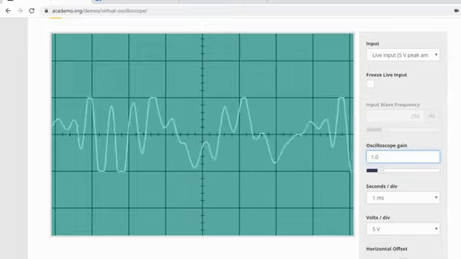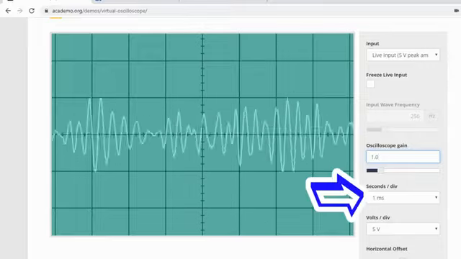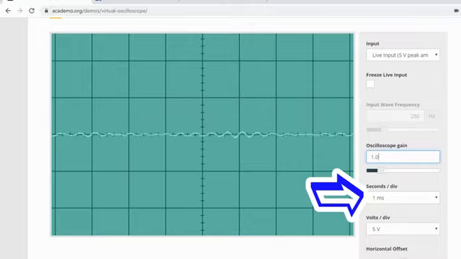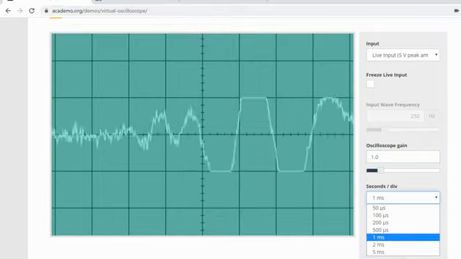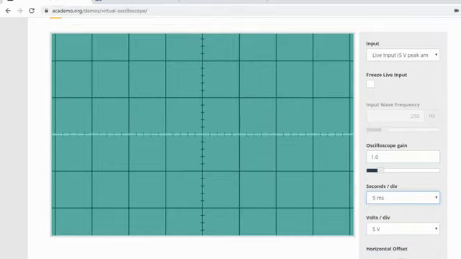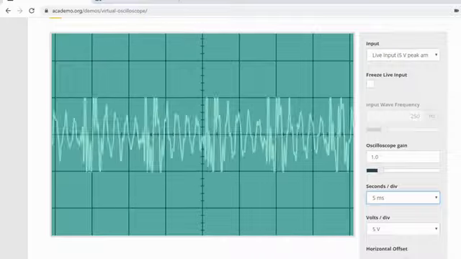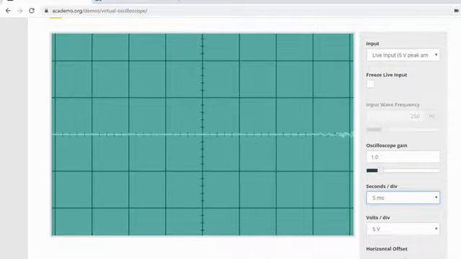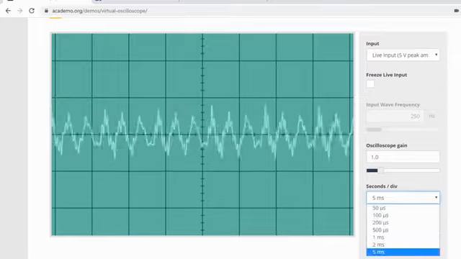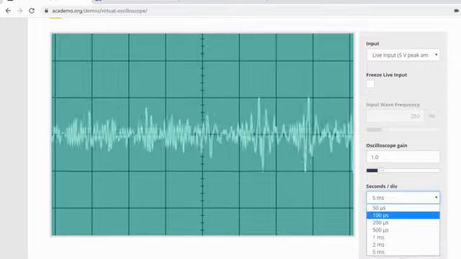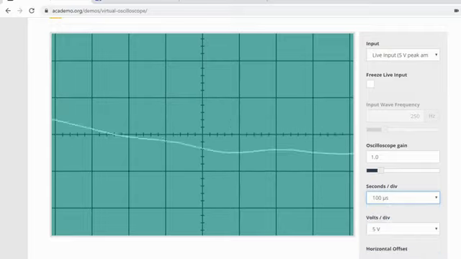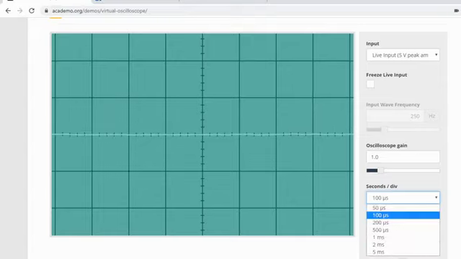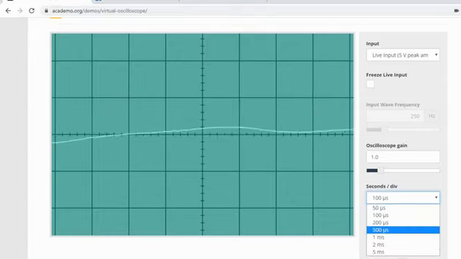Now we'll go over here to the seconds per division control portion, and I'm going to change this from 1 millisecond, which is 1/1000th of a second, to 5 milliseconds. Let's see what happens. Well, in this case, you'll notice that the displayed waves have a much tinier wavelength than they did before. Let's change it to 50, no, let's do 100 microseconds. And in this case, you see that the wavelength of the wave displayed is much longer than it was before. I'm going to go ahead and change it back to 500 microseconds.